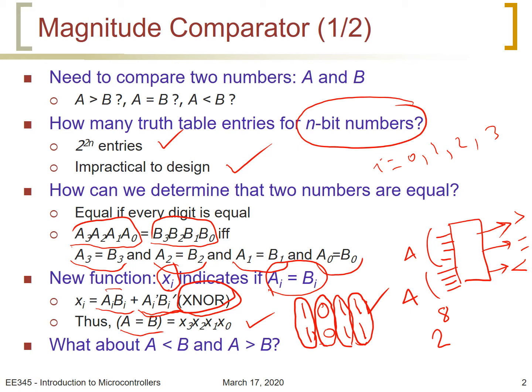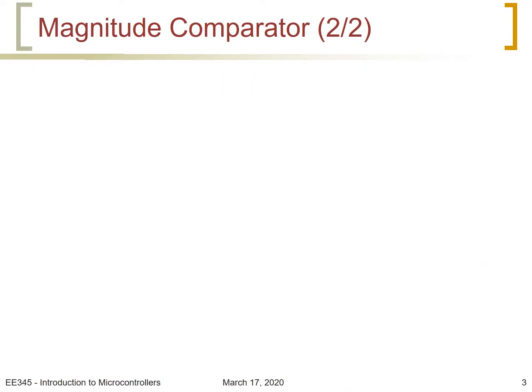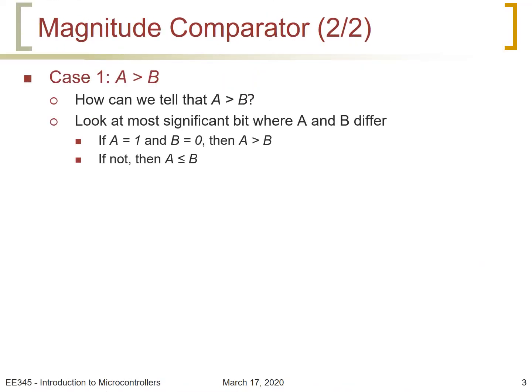But how about A less than B and A more than B as an example? So let us see next how A is more than B, if we take it as case 1, and then we say, how can we tell if A is more than B? Let us write down A3, A2, A1, A0, and B3, B2, B1, B0. When will A be more than B?